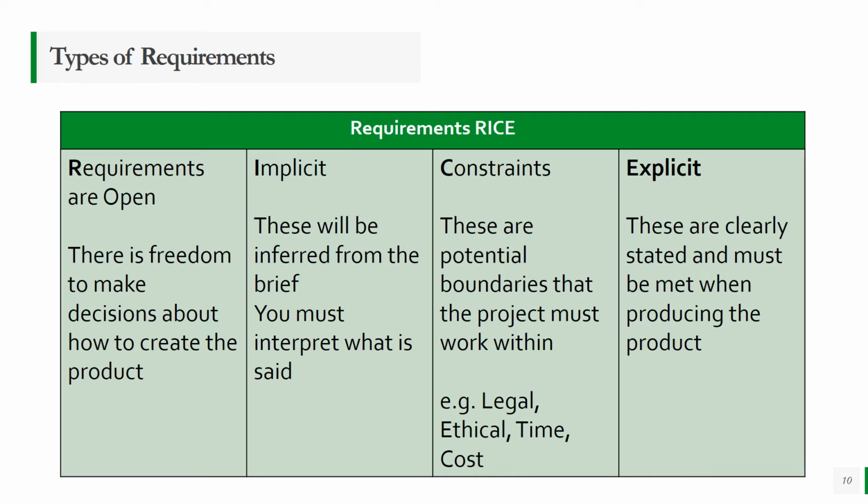Then you've got constraints, so these are where you might have some boundaries that are going to have a big impact on the product itself. So these could be like the legal things, ethical constraints. It could be time, that you might not have long enough to complete it to what you want to do. And it could be cost, you might not have enough budget to do what you want to do. Then finally, you've got explicit requirements. So this is the most important one, because if you don't meet these requirements, the client is not going to be happy with what you've done. So these are where they're really clearly stated, and usually use words like must, this must do this, this must do that.